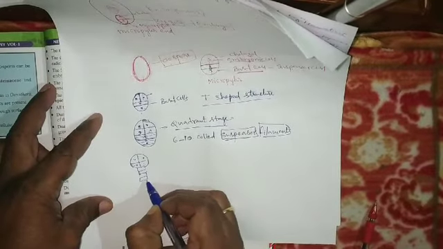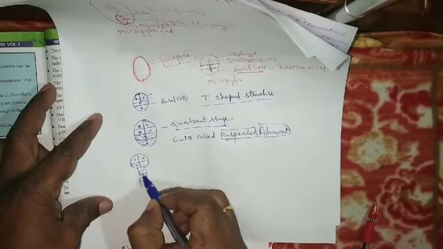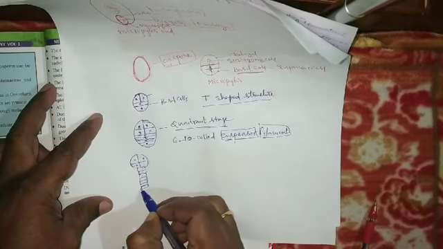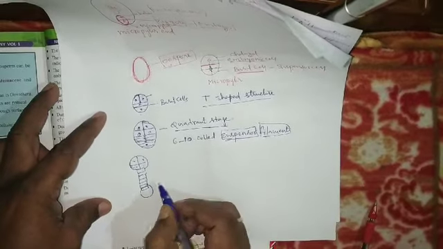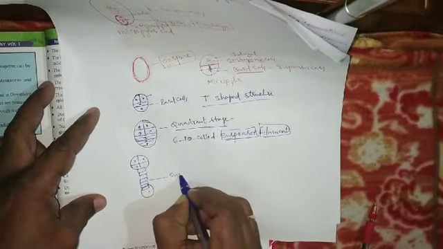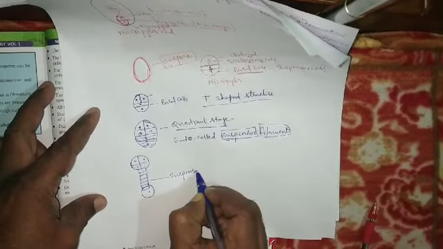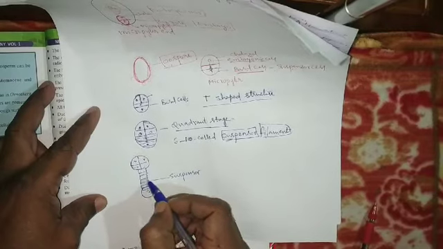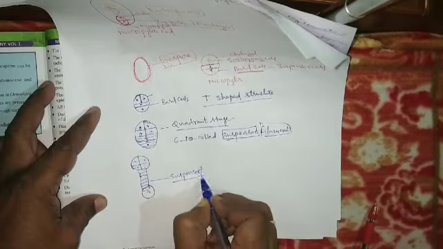A 6 to 10 cell structure like this is formed. This is a suspensor. This suspensor is a filament-like structure. What is the role of this suspensor?